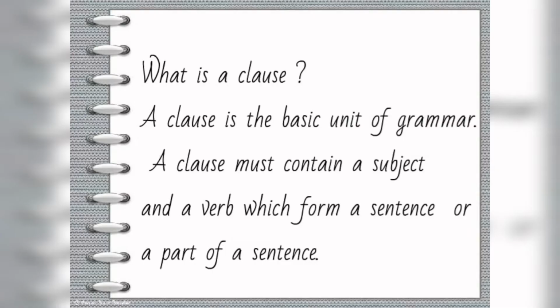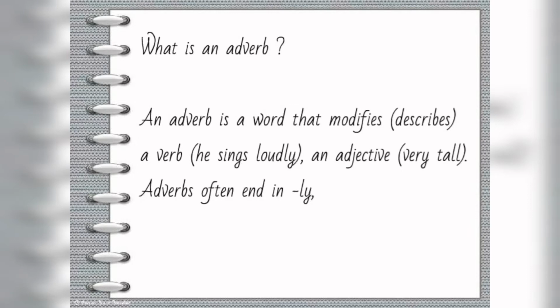Tell me please, do you remember what is the clause? A clause is the basic unit of grammar. A clause must contain a subject and a verb which form a sentence or a part of a sentence. And what is an adverb? An adverb is a word that describes a verb. For example, he sings loudly.